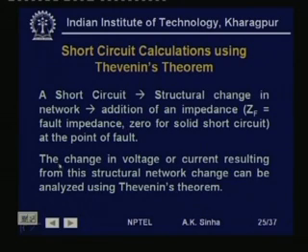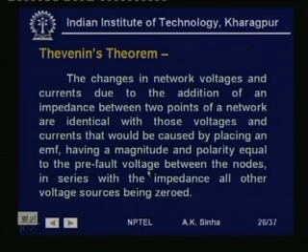Now, because of this change in the structure, the change in voltage or current resulting from this structural network change can be analyzed using the Thevenin's theorem. Now, what does the Thevenin's theorem tell us? Here we have put it in a form which is useful to us. The changes in the network voltages and currents due to the addition of an impedance between 2 points of a network are identical with those voltages and currents that would be caused by placing an EMF having a magnitude and polarity equal to the pre-fault voltage between the nodes in series with the impedance, with all other voltage sources being zeroed. Now, we will see how this happens.